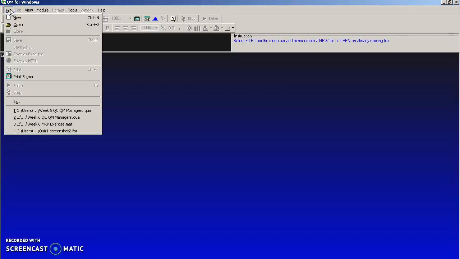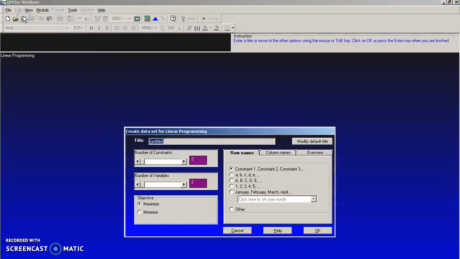Okay, we're going to go through some of the important aspects of linear programming, just the standard maximization and then the minimization problem from the text. First one is our maximization. We've got two constraints, carpentry and painting, and two variables, tables and chairs.